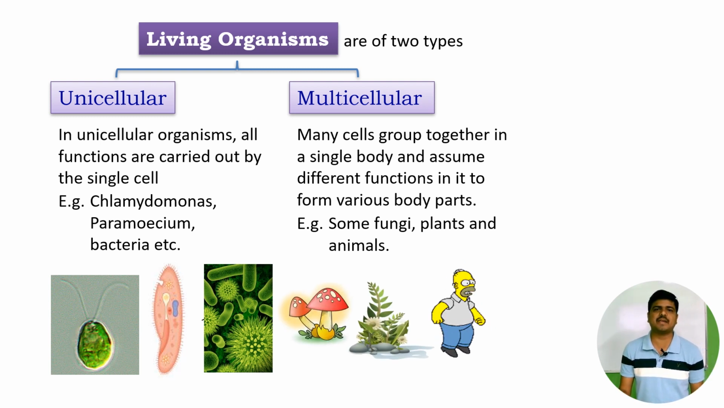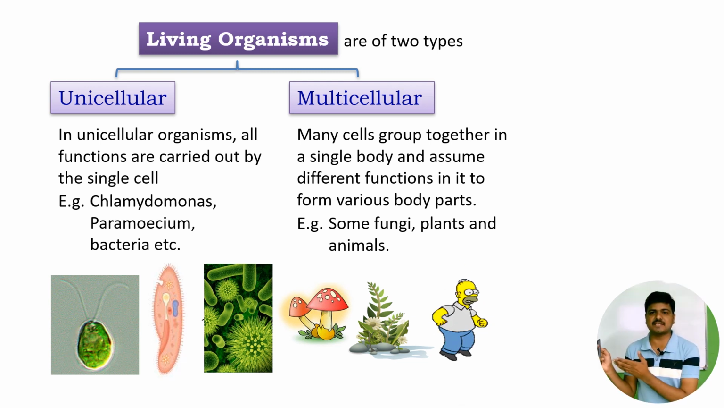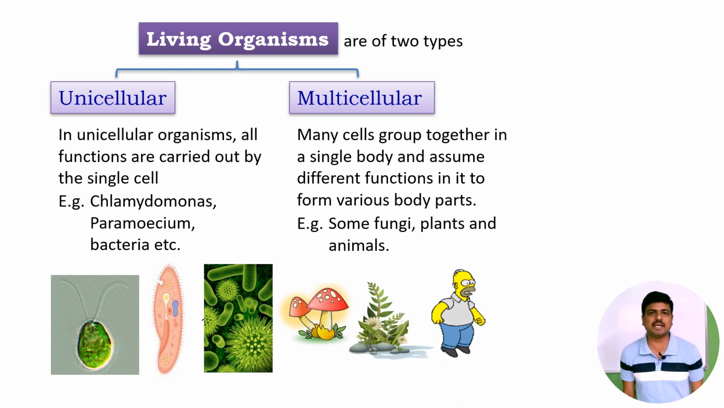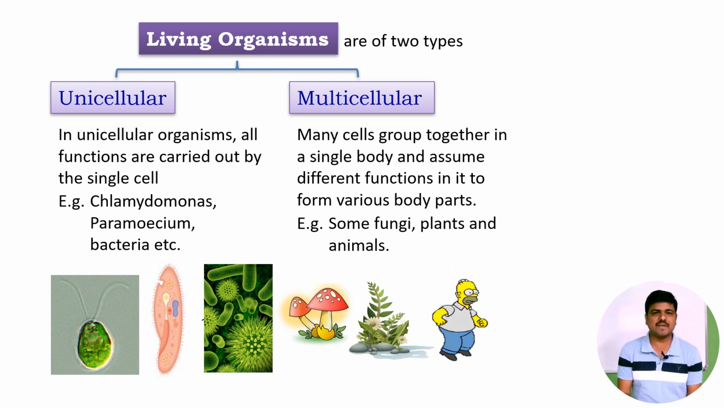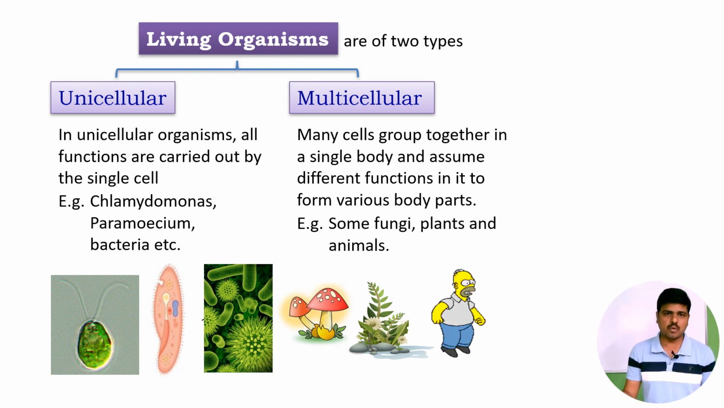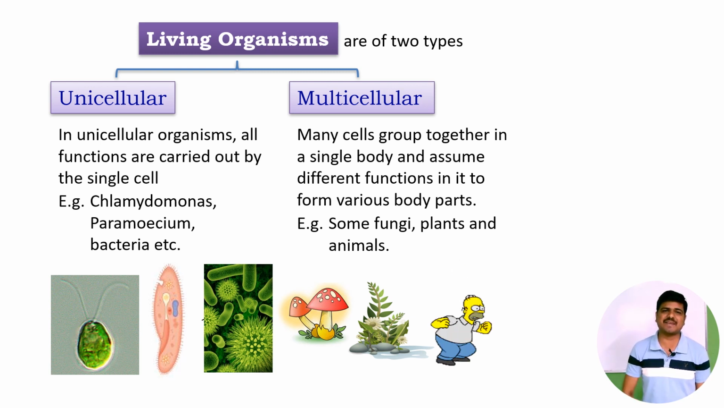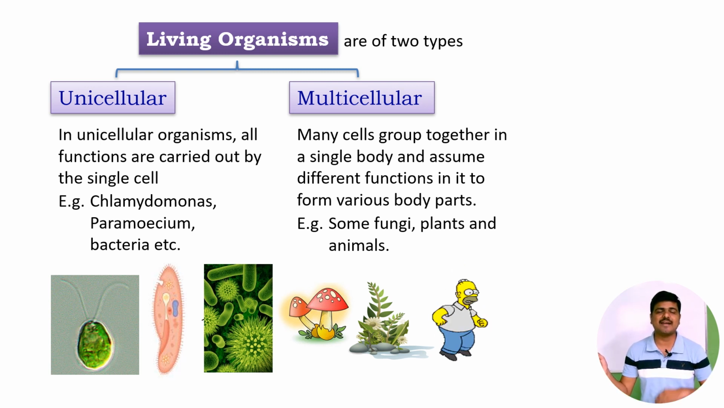And here we have a mushroom, plants, and here is a jumping jack, this human being. It is an example of a multicellular organism. So you can find that living organisms are made up of cells. Obviously they have cells, but on the basis of the number of cells we can divide them into unicellular and multicellular.